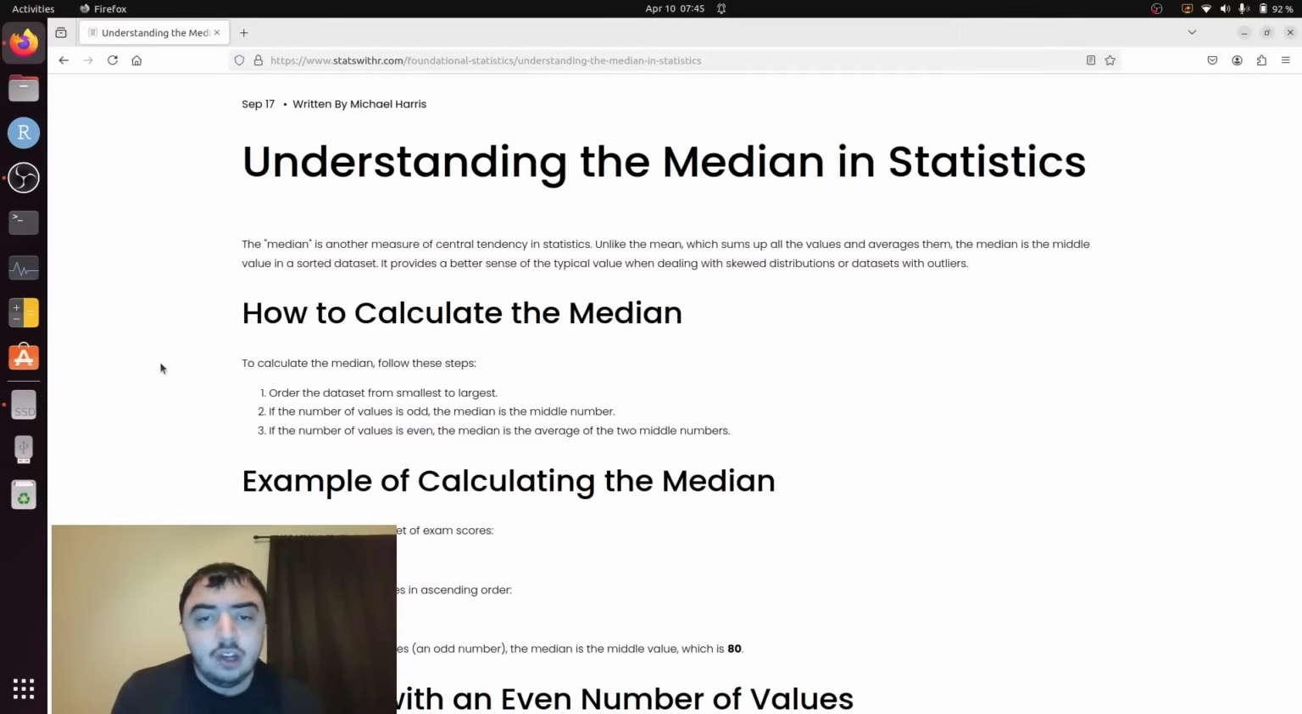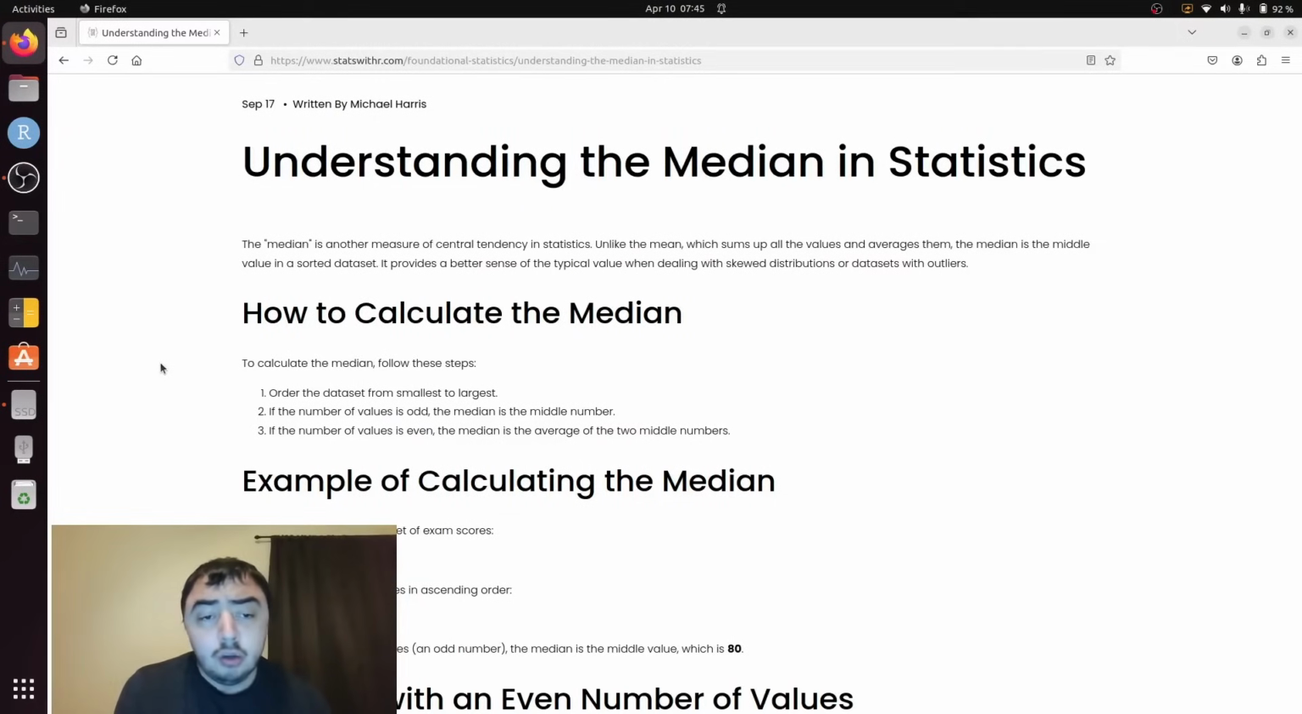Today I'm talking about the median in statistics. So the median is a measure of central tendency, like the mean. But whereas the mean is affected by outliers in a distribution, the median is less sensitive to that because it only uses the middle data to make the calculation.